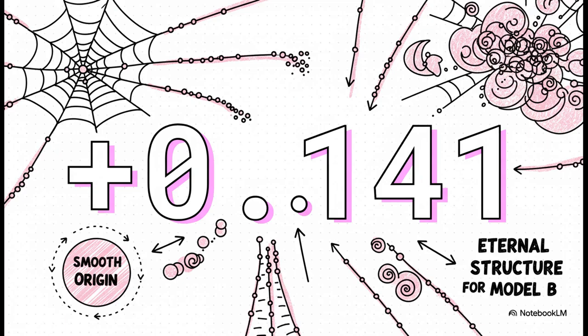Now, here is why that is such a huge deal. A smooth origin universe requires a negative alpha. It has to get smoother as you zoom out, that's the whole idea. But the data shows a positive alpha, which means the structure isn't fading away, it's persisting. This is a massive, massive win for the eternal structure model.